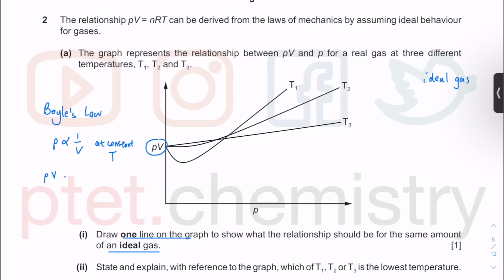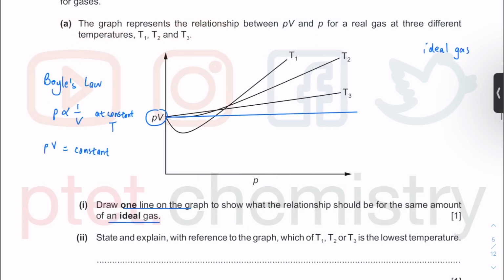Having said that, PV is equal to a constant. This is for an ideal gas. That means it shouldn't change no matter how pressure changes, no matter how volume changes. PV is a constant. So by right, it should be just a horizontal straight line, because PV equals a constant value. It doesn't change irrespective of the x-axis there.